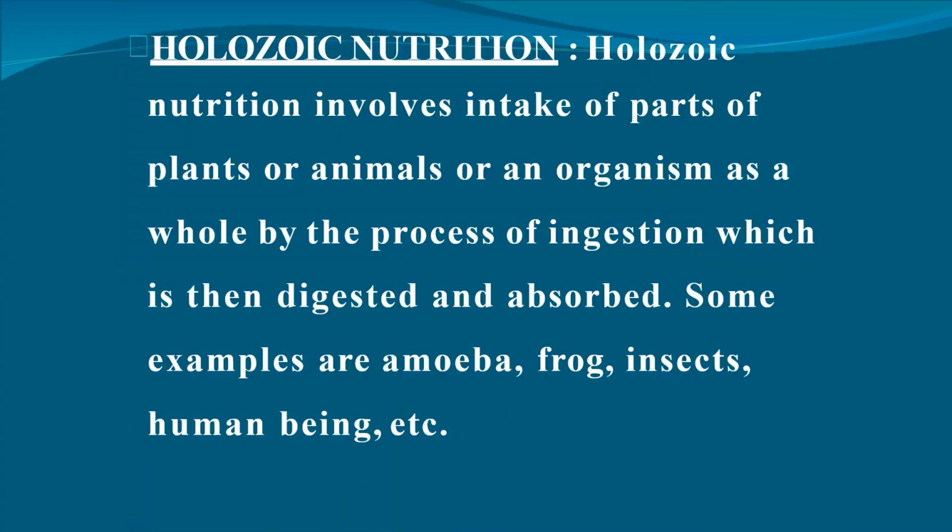The third type of nutrition is holozoic nutrition. Holozoic nutrition involves intake of parts of plants or animals, or an organism as a whole, by the process of ingestion, which is then digested and absorbed. Some examples are human beings, amoeba, frog, insects. We have now covered autotrophic nutrition and various types of heterotrophic nutrition.